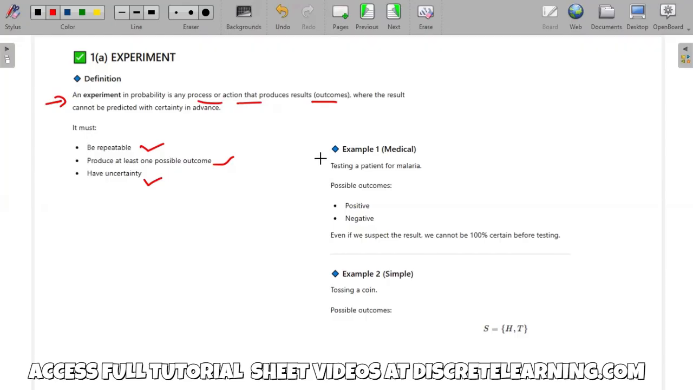For an example to understand the definition, I've given two examples here. The first one is if you go to the hospital, for example, and you're trying to test a patient for malaria. There are two possible outcomes, right? After you do your test, it's either that patient is going to be positive, or that patient is going to be negative. So testing a patient for malaria is what we are referring to as an experiment. There are two possible outcomes: the patient is positive or the patient is negative.